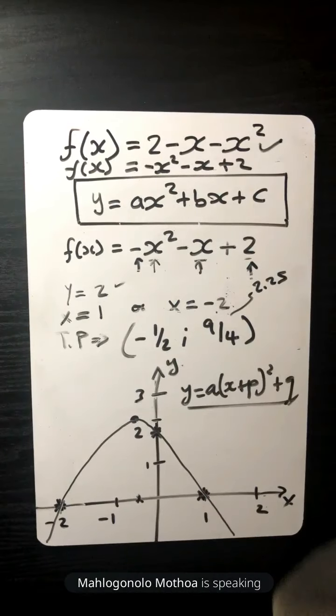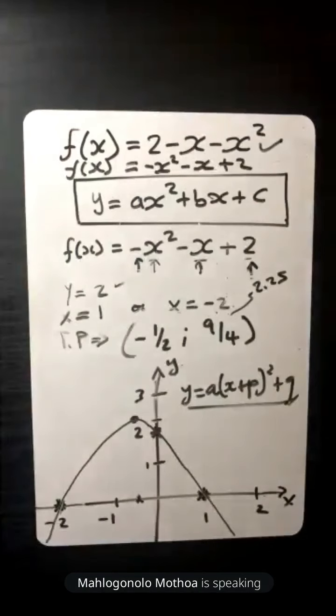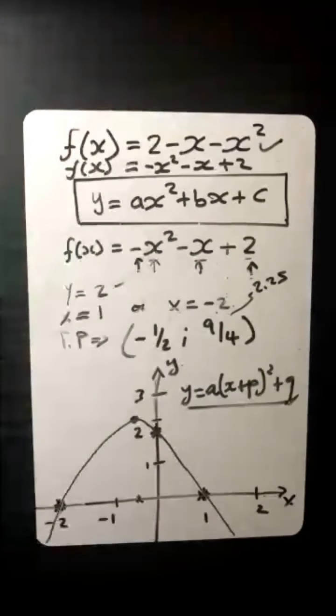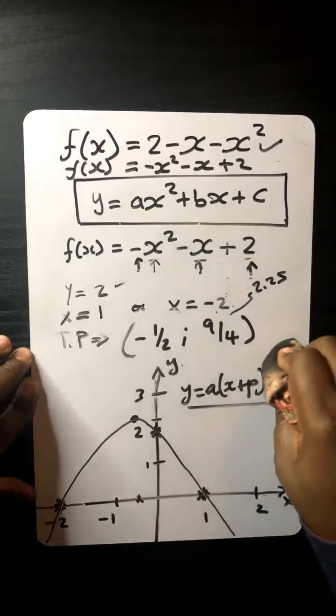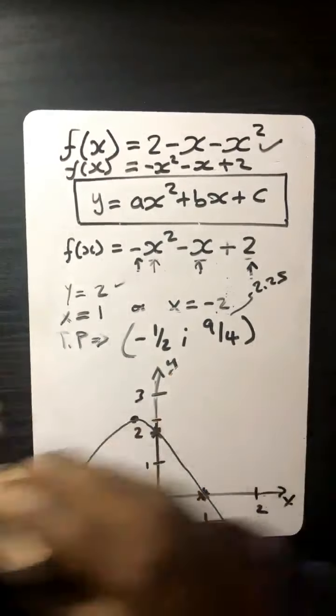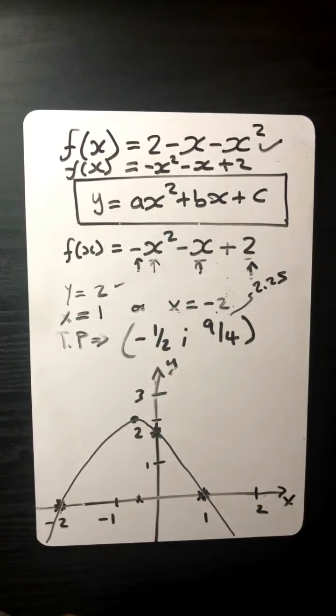Sir, how did you get 9 over 4? I didn't understand that quite well. Do you mind repeating it? Okay, let me quickly explain. I didn't understand that part of the graph, and I didn't know how you plotted that.